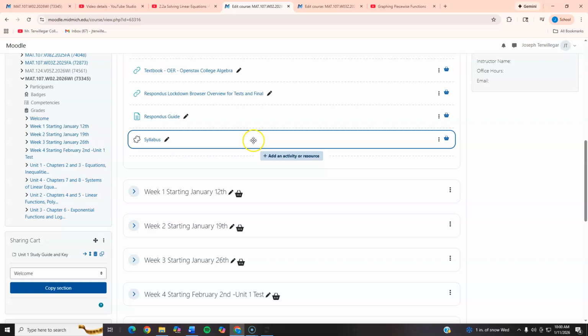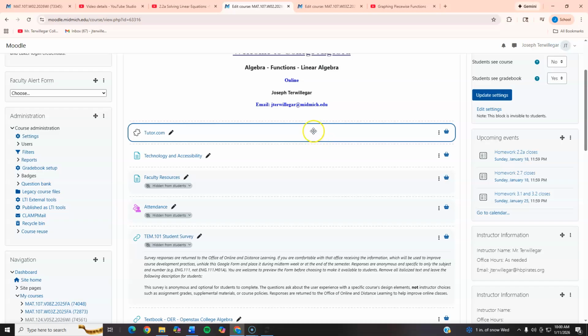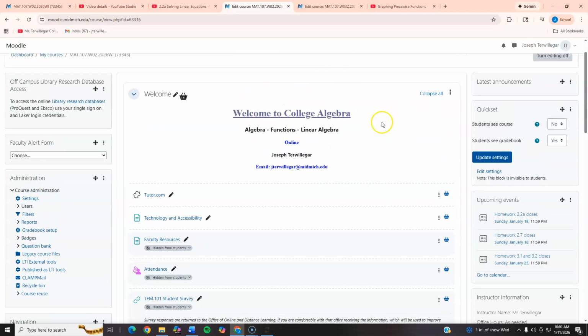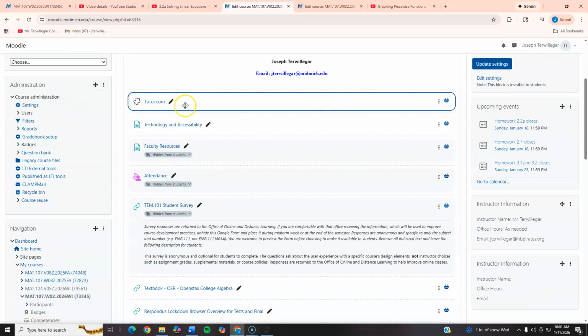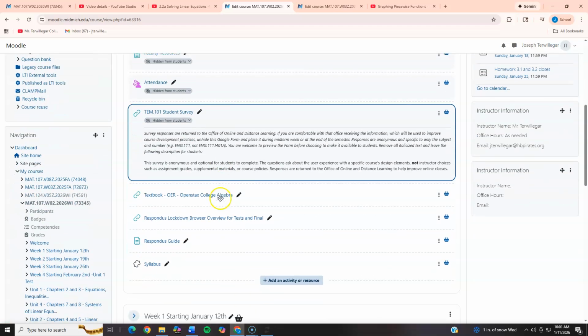First things first. This is going to be your Moodle landing page. If this is your first class through Mid-Mich, it's going to take some playing around and getting used to. If you've taken a few, you're probably pretty used to this at this point. Your landing page for College Algebra will look like this. They'll have tutor.com, which is a good resource if you're struggling with something. Tech and accessibility is there if you need it, you know it. You guys don't see that, that's just for me.